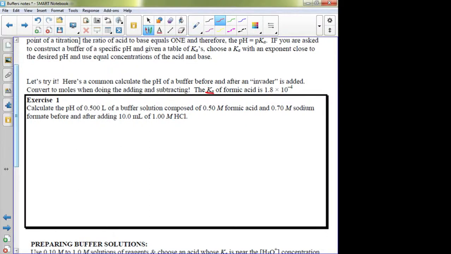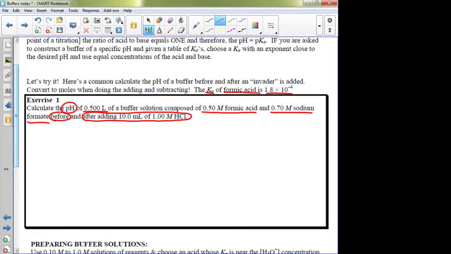Alright, so they tell us before we start that the Ka of formic acid is 1.8 times 10 to the negative 4. Okay? So this part of the problem we're going to do after we do the first part. So kind of put a circle around that and then pretend like the problem ends there. Okay. So it wants me to calculate the pH of 0.5 liters of a buffer solution composed of 0.5 molar formic acid and 0.7 molar sodium formate. Okay. So we're pretending like we have not added anything yet. All we're doing right now is calculating the pH before.